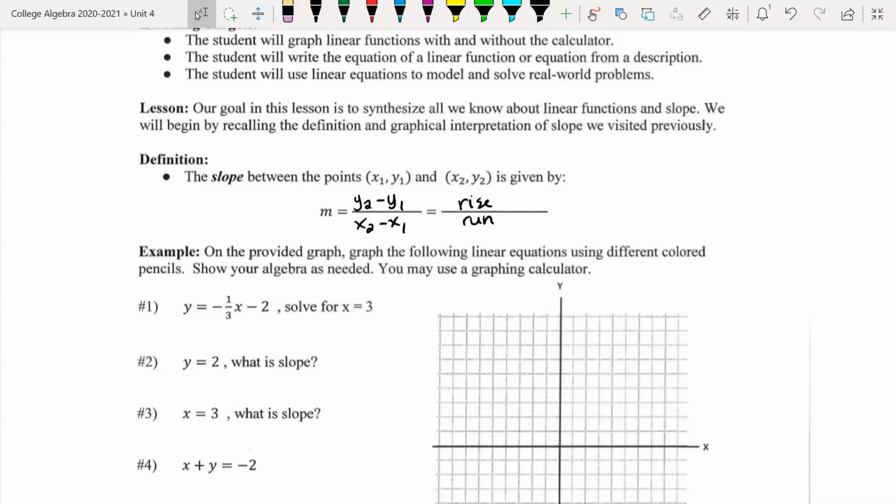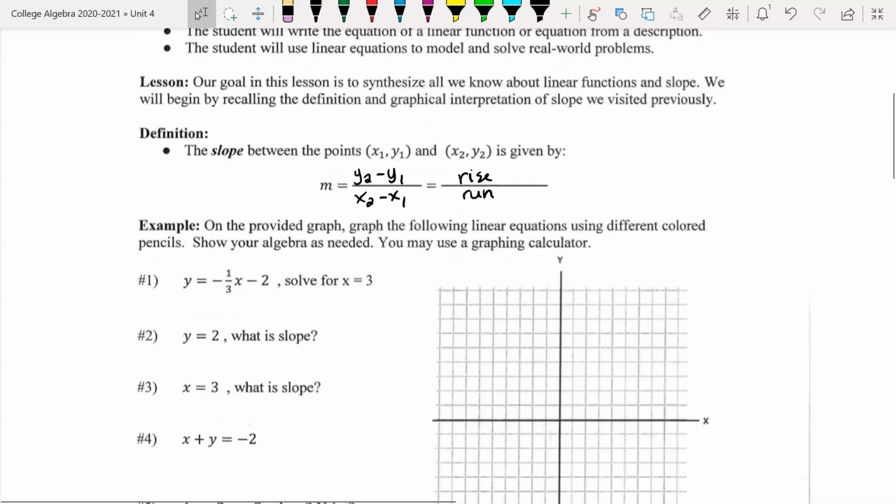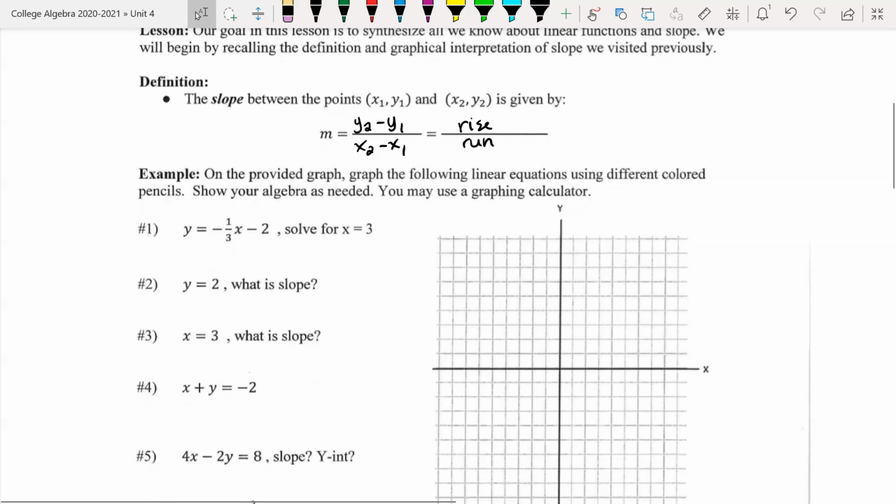So on the provided graph the following linear equations using different colored pencils. Show your algebra as needed. You may use a graphing calculator. The big thing is I'm trying to show you what the Hawks is going to give you and how you would graph it. So they'll give you an equation like this, and this one's pretty easy to graph in the beginning because you have your y-intercept, which is my starting point. So I go on the y-axis, I go down 2. And then I'm going to use my slope, -1 over 3.